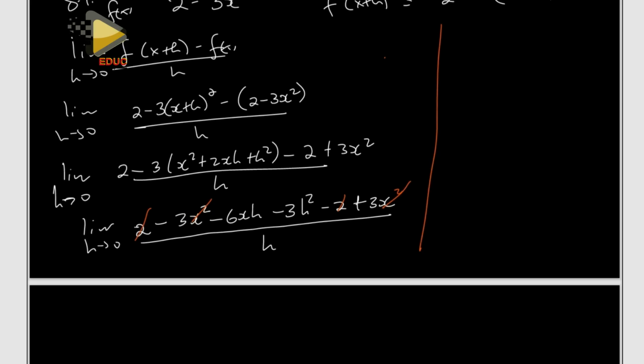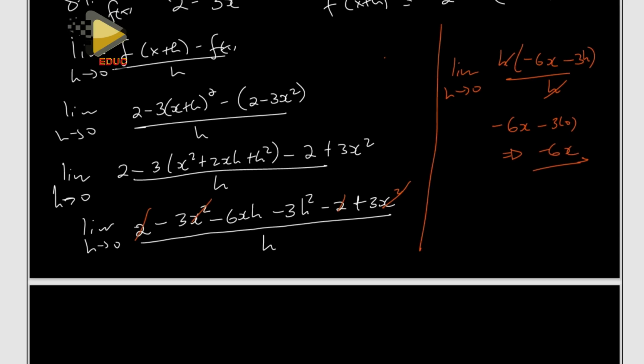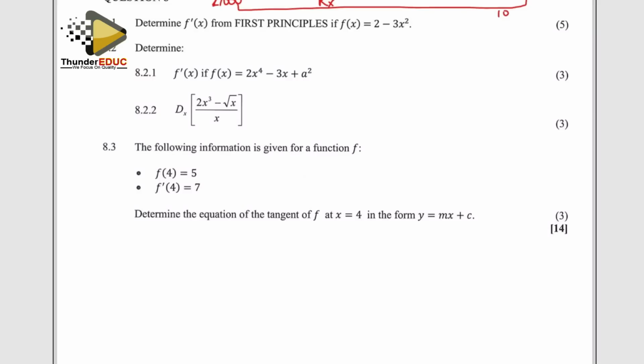So limit, I need to factorize now. As h tends to 0, I'll have h into negative 6x minus 3h. Okay, so we're saying minus 3h. Everything's over h. So this cancels that. Next step is substitution. So negative 6x minus 3 into 0. And then our final answer becomes negative 6x. So if I'm to use the rules, I believe that's what I get. Negative 6x.